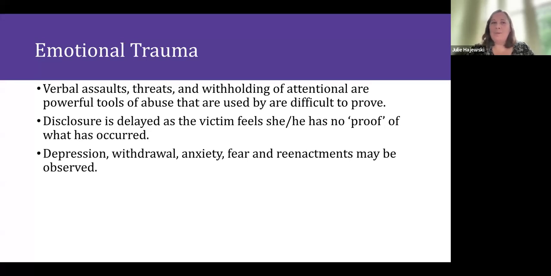Emotional trauma comes in many different ways. We can see depression, withdrawal, anxiety, fear, reenactment, very similar things, right? The classic emotional trauma for an individual who is verbally abused is, I'm having a conversation with them and a loud crash, bang, something happens in the hallway and they cower. Ask questions, right? Tell me about that response. It looks like that really bugged you.